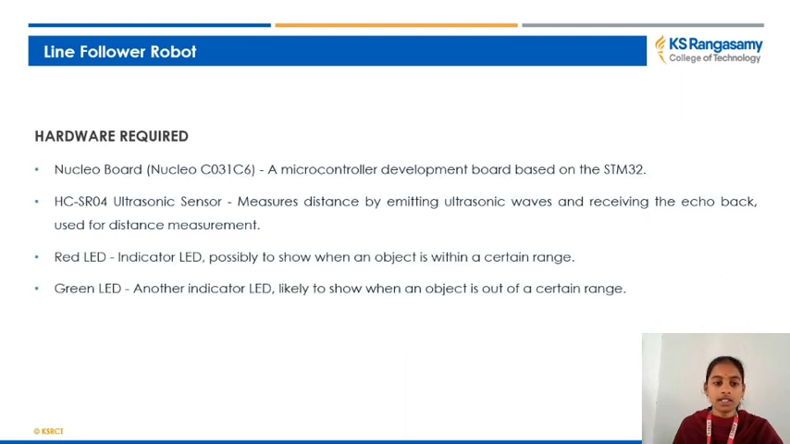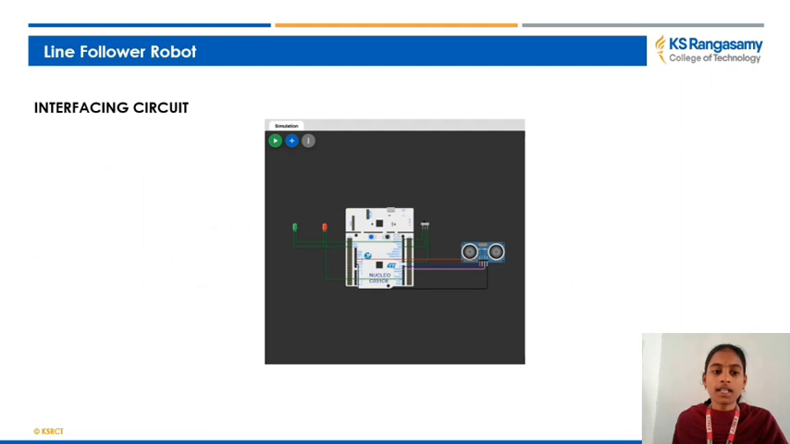The hardware required are a Nucleo board, an ultrasonic sensor HC-SR04, and I use two LEDs, a red LED and a green LED. This is the interfacing circuit. The Nucleo board is an STM32 based microcontroller development board used for programming and controlling connected components like LEDs and sensors. The ultrasonic sensor measures the distance to an object by emitting ultrasonic sound waves and detecting the echo.